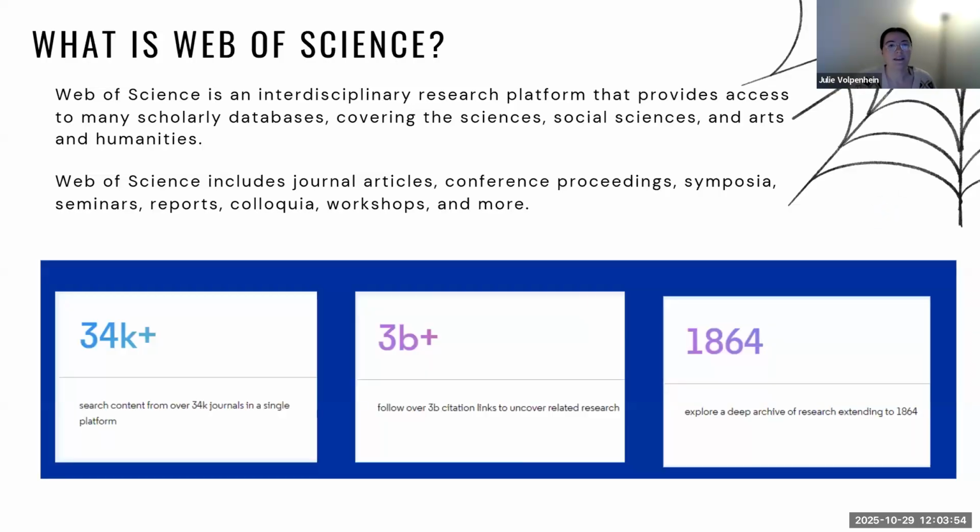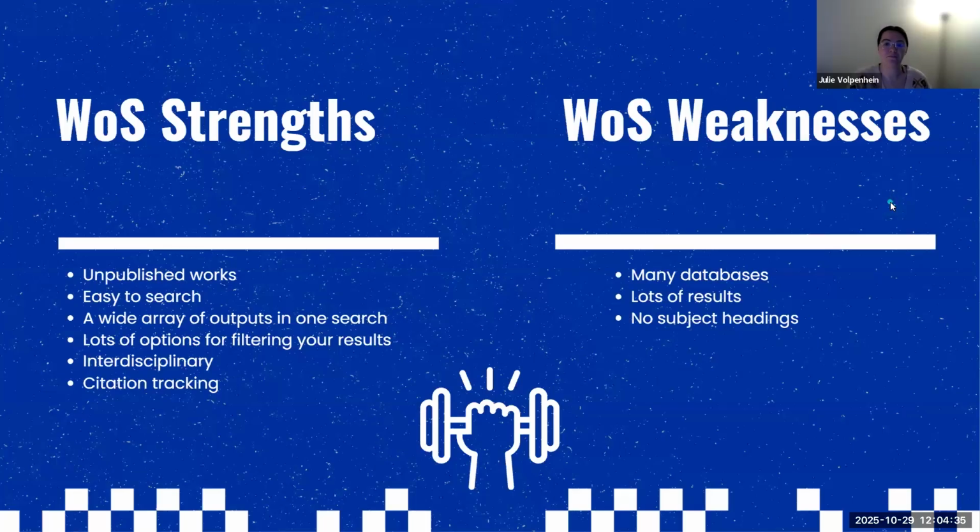So Web of Science is an interdisciplinary research platform that provides access to many scholarly databases covering the sciences, social sciences, and arts and humanities. Web of Science includes journal articles, conference proceedings, symposia, seminars, reports, colloquia, workshops, and more. So Web of Science has a lot of information in it. Looking at these numbers, they have over 34,000 journals indexed in this database. There are over 3 billion citation links to help you uncover related research. And the research extends all the way back to 1864. So a really rich resource of information.